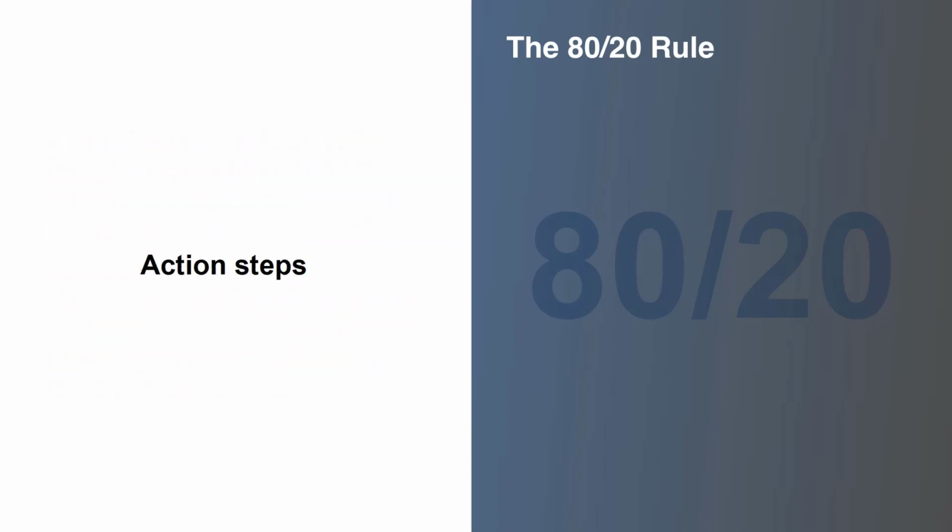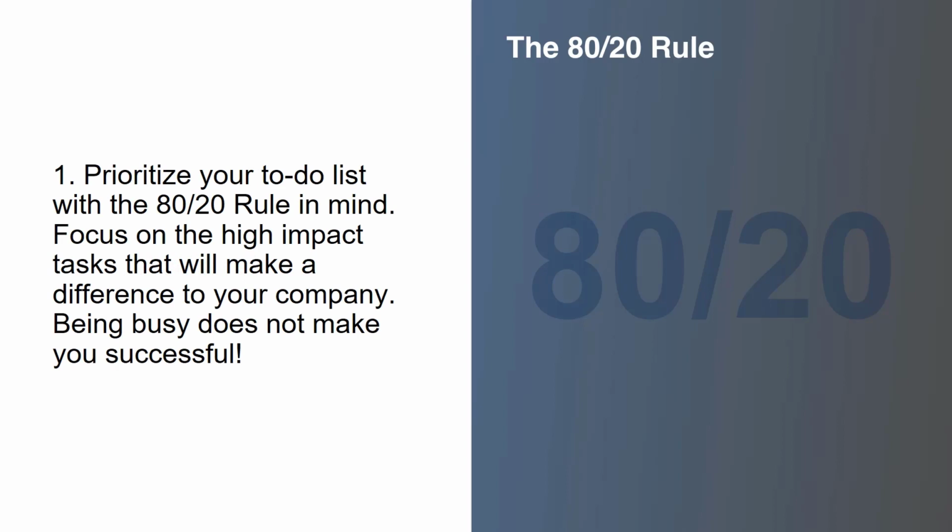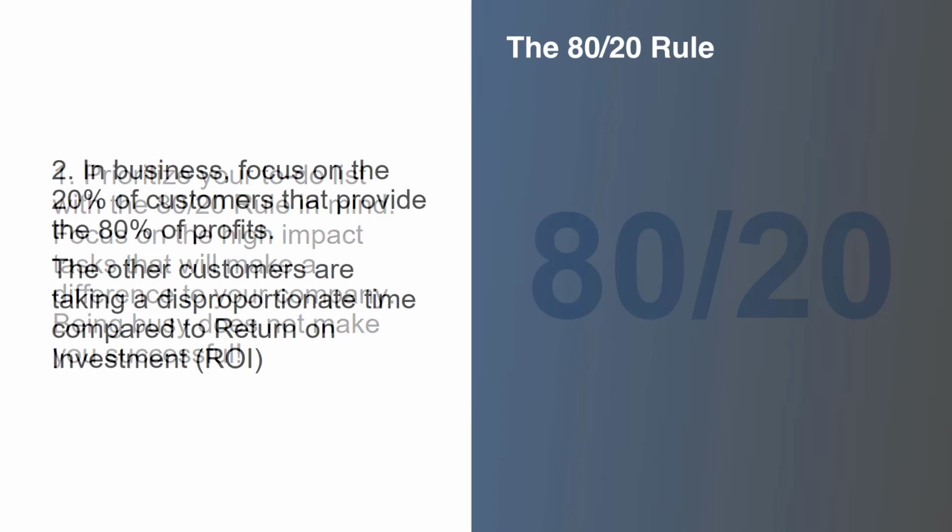Action steps. Prioritize your to-do list with the 80-20 rule in mind. Focus on the high-impact tasks that will make a difference to your company. Being busy does not make you successful. In business, focus on the 20% of customers that provide the 80% of profits. The other customers are taking a disproportionate time compared to the return on investment, ROI.